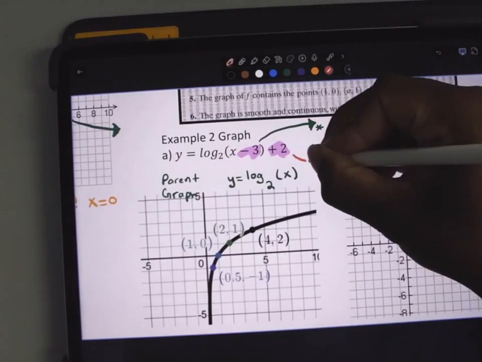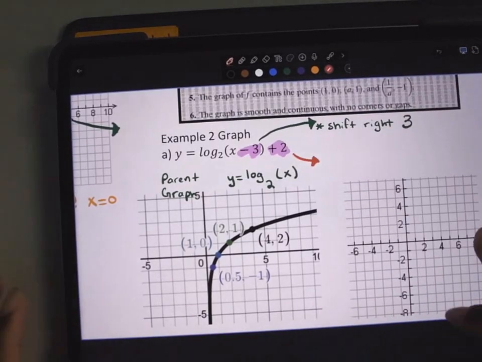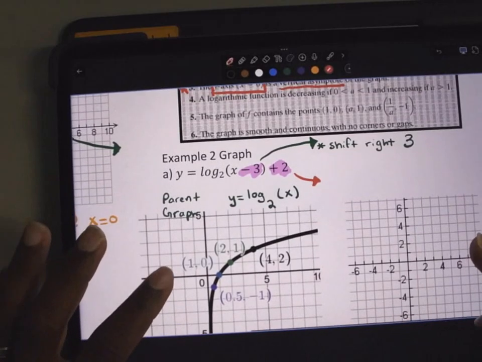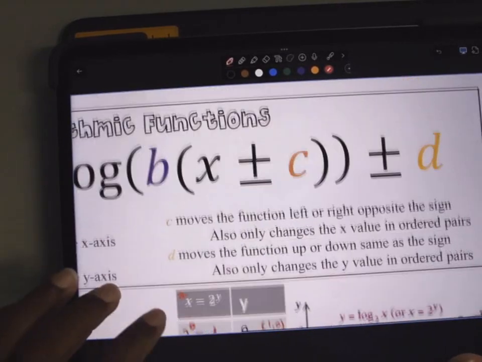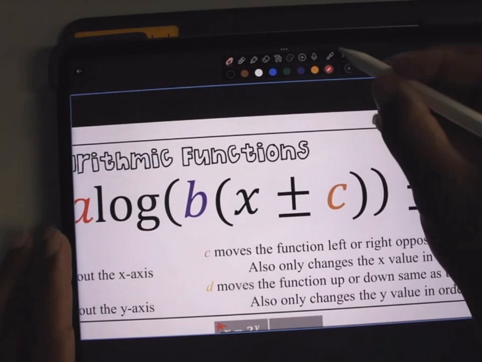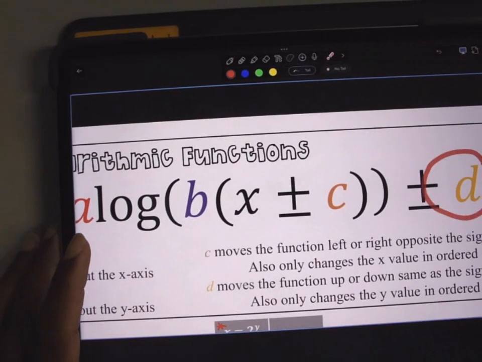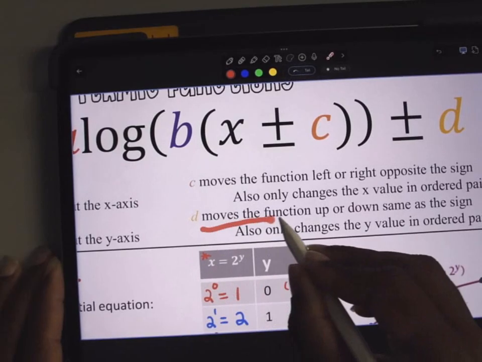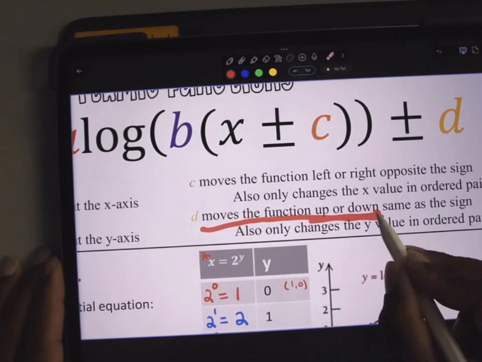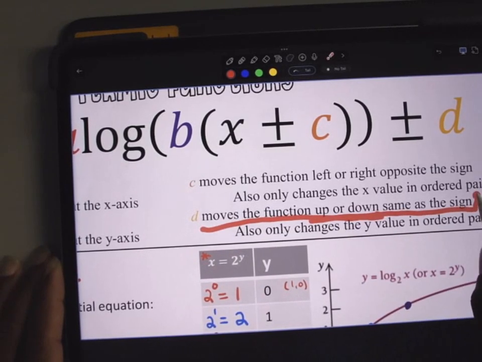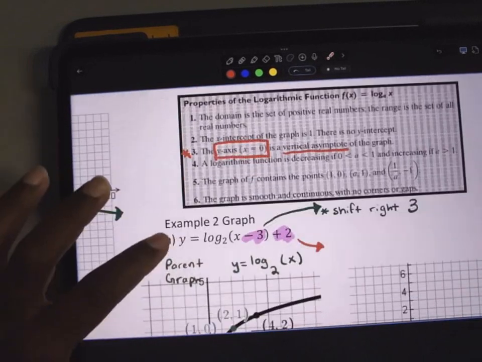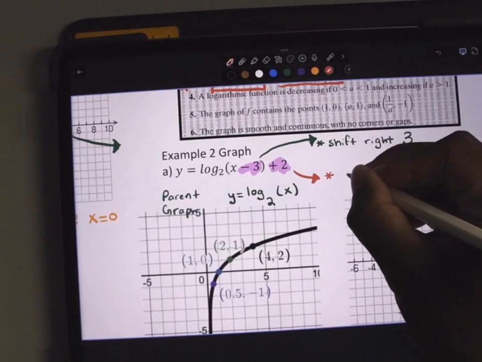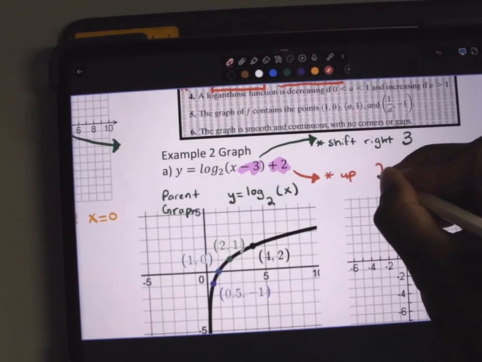Let's see what the 2 does. 2 is being added to our function. If I go up and I look outside the parentheses, it's in the same spot as this. So let's see what it does. This moves our function up or down, and we go the same way as the sign. This is an opposite. So we see +2, we're going to go up 2.